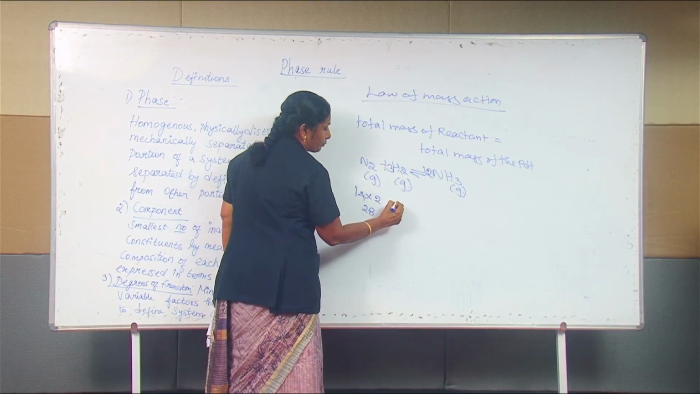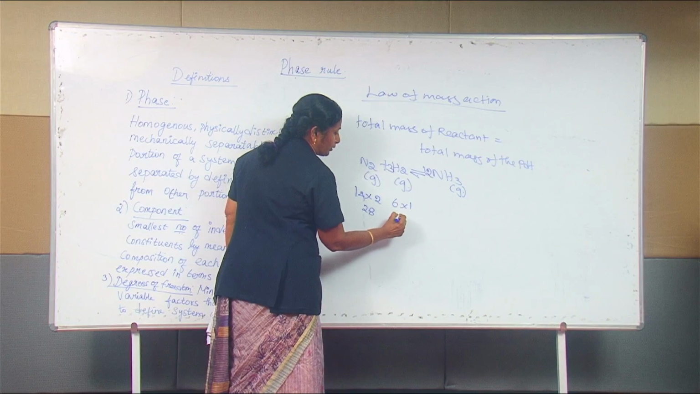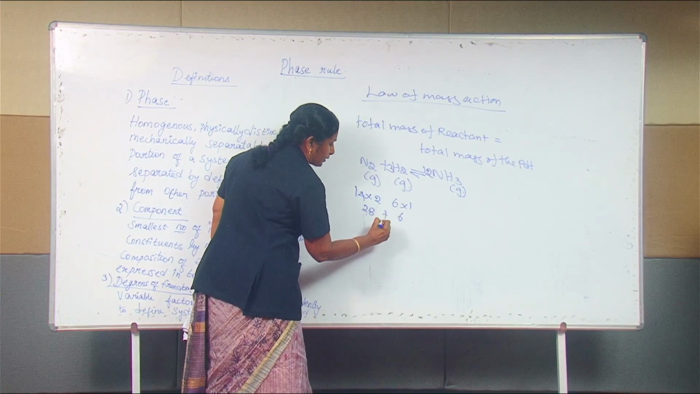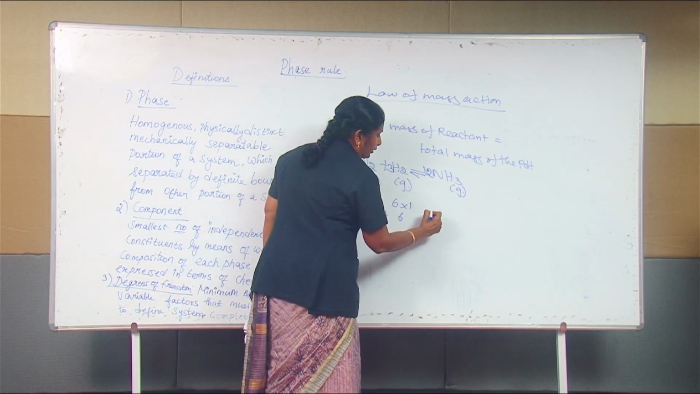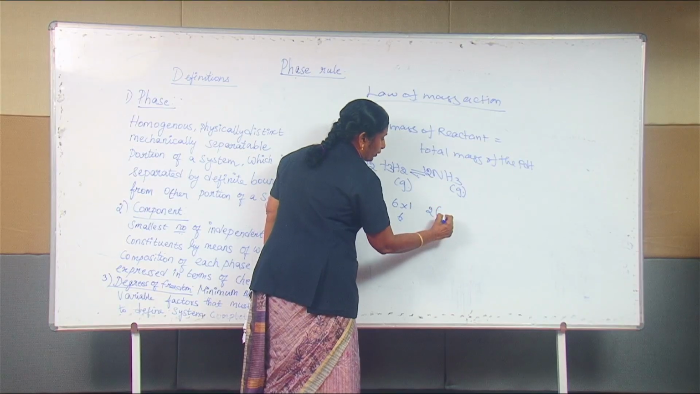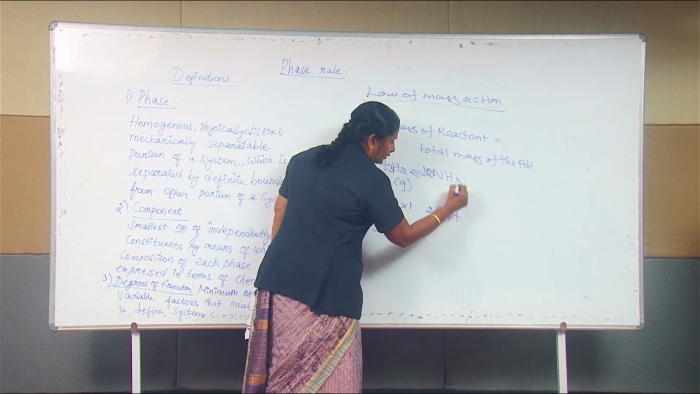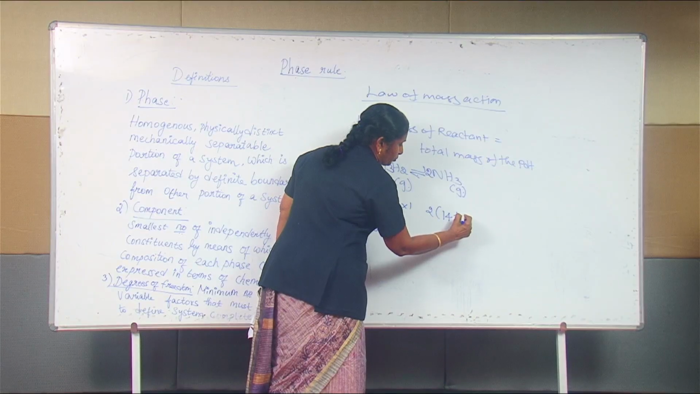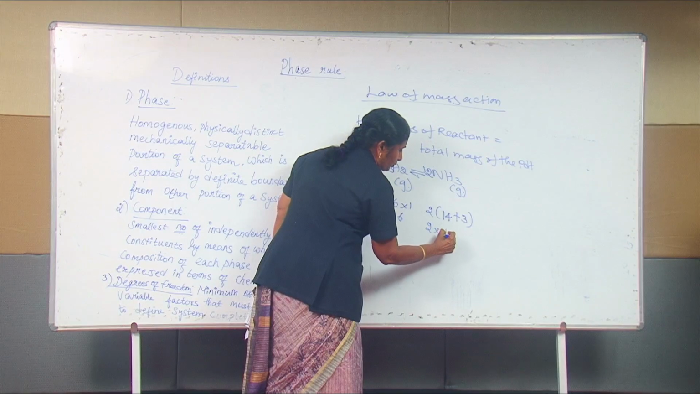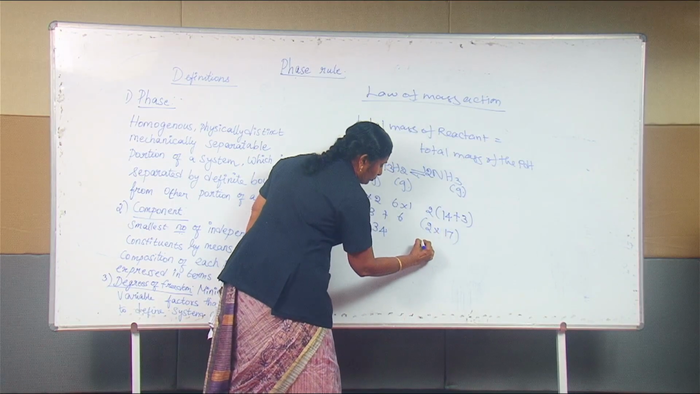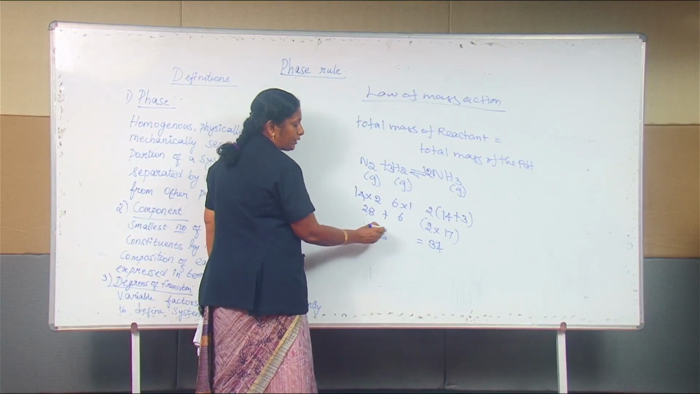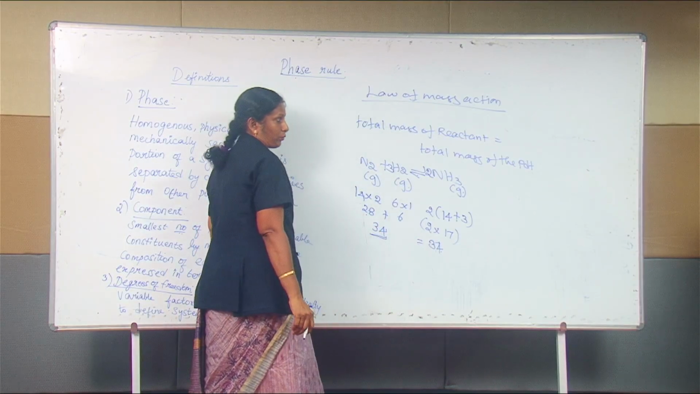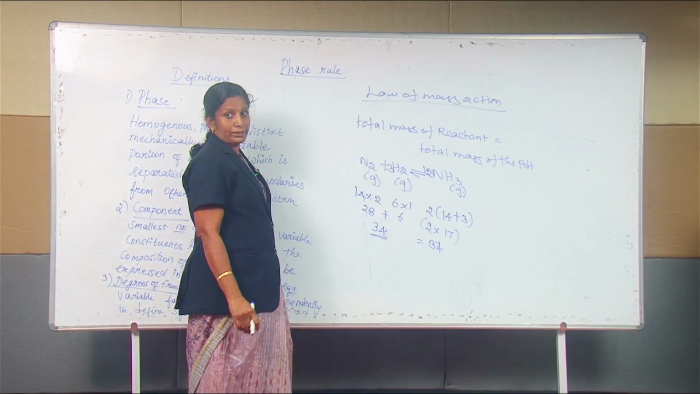How many hydrogen are present here? 6 hydrogen, 6 into 1, that is equal to 6. So 28 plus 6 is equal to 34. In the same way, here also you'll calculate it: 2 into 1 nitrogen 14 plus 3 hydrogen is equal to 3. So 2 into 17 is equal to 34. The total mass of the reactant side is equal to the total mass of the product. Okay, this is known as the law of mass action.